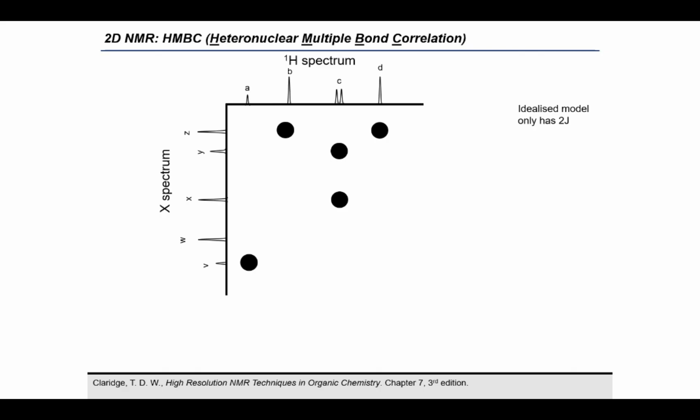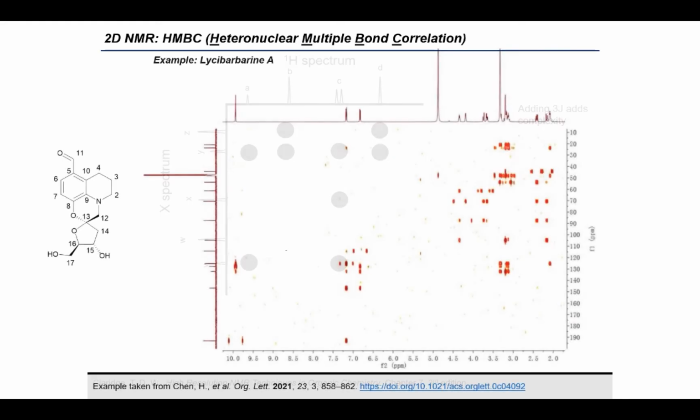But in reality, we don't just see carbons that are 2 bonds away from the protons. We see carbons that are 2 and 3 and sometimes even 4 bonds away. So when we add in the 3J couplings, we get a spectrum that looks something like this. And this was used again in the case of lysibabarine A in order to properly assign the molecule.